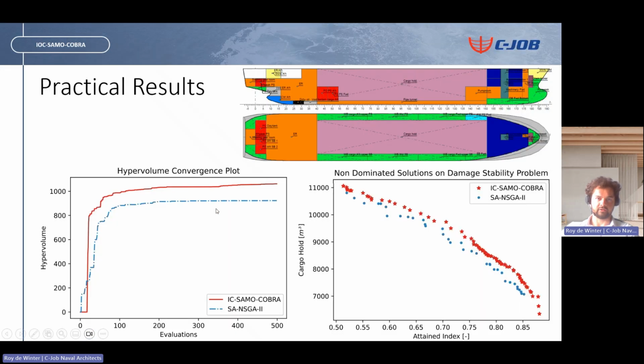I applied this on a practical problem where we optimized the ship design problem where we wanted to maximize the cargo hold volume and the damage stability criteria. So we want to maximize that by maximizing the cargo hold and maximizing the attained index that stands for damage stability criteria. And here we can see that the IOC Sama-Cobra algorithm outperforms the surrogate-assisted NSGA2 algorithm. It converges faster, and the Pareto front approximation is much better.